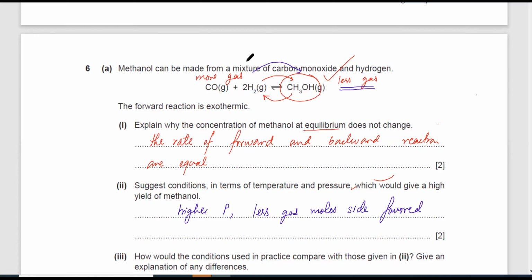It's also mentioned that the forward reaction is exothermic. An exothermic reaction is favored at a lower temperature. According to Le Chatelier's principle, if the forward is exothermic, it would be favored at a lower temperature. So we have suggested these two conditions.